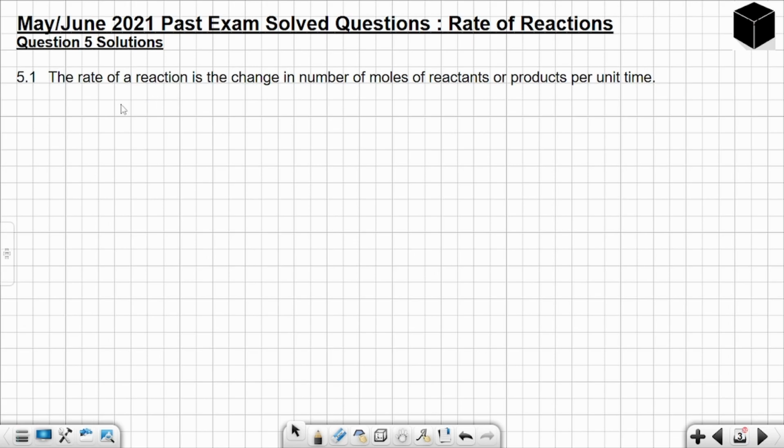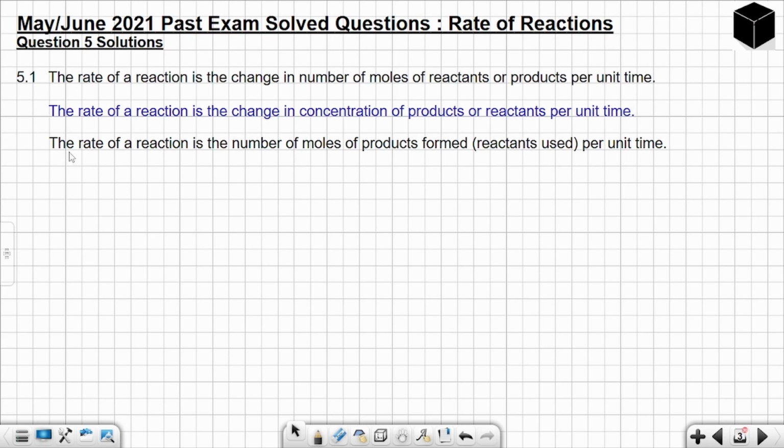There is also another definition you can give. The rate of reaction is the change in concentration of product or reactant per unit time. Okay, we can also give another definition. The rate of reaction is the number of moles of product formed, or you can say the number of moles of reactant used per unit time.